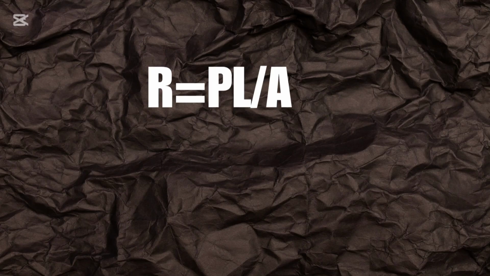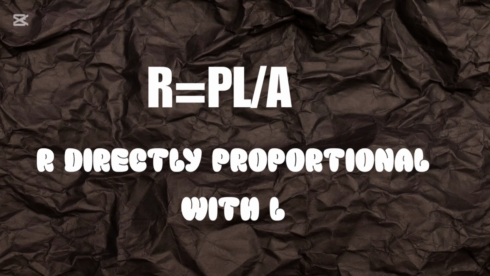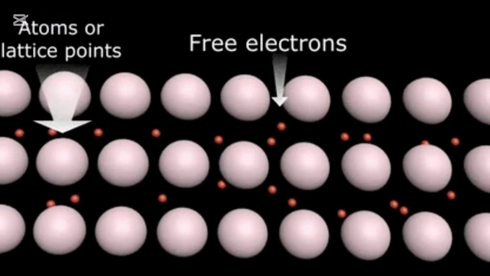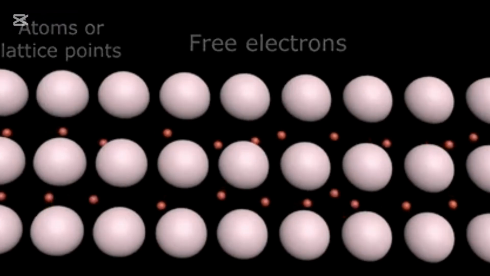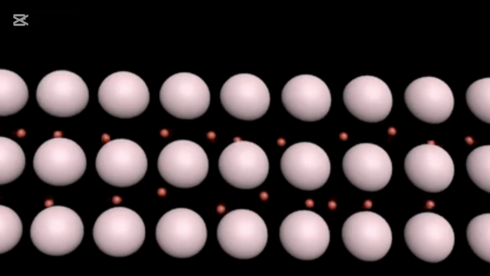Additionally, resistance is directly proportional to the length of the conductor, because as the length increases, electrons collide more frequently with atoms, losing their energy and reducing current flow.